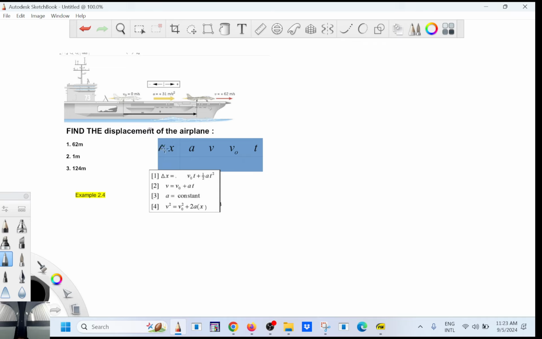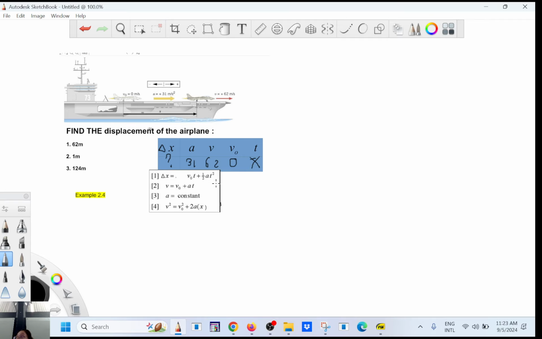I'm going to put a delta x. So here you have acceleration 31. Initial velocity is 0, final velocity 62, and then 1, 2, 3. Okay, that's enough. Question mark. I don't care. Okay. So which equation to use?